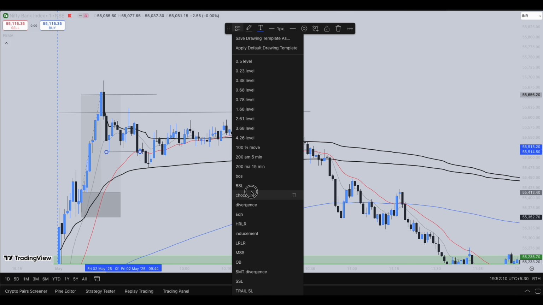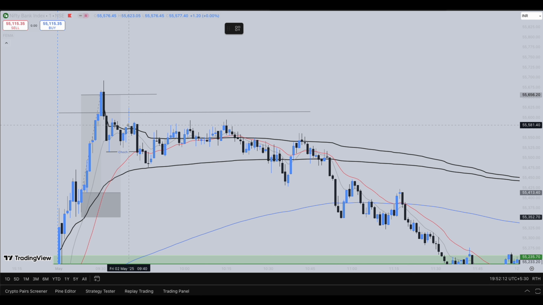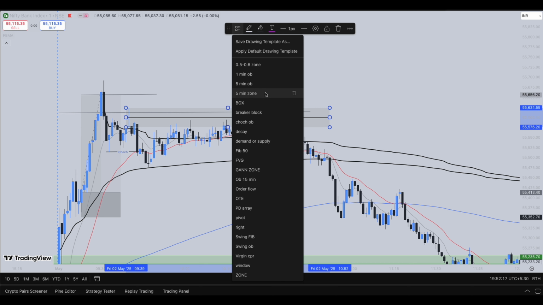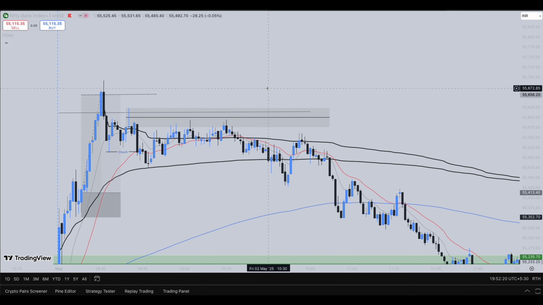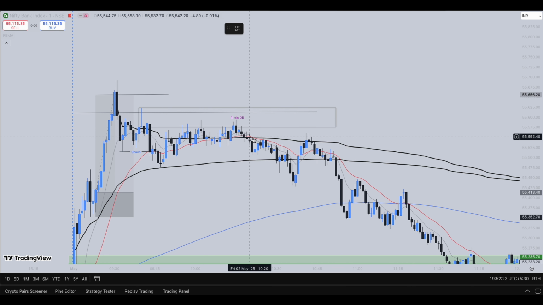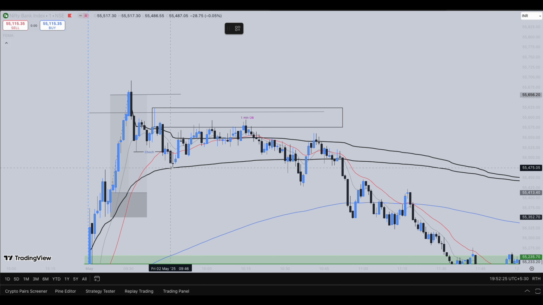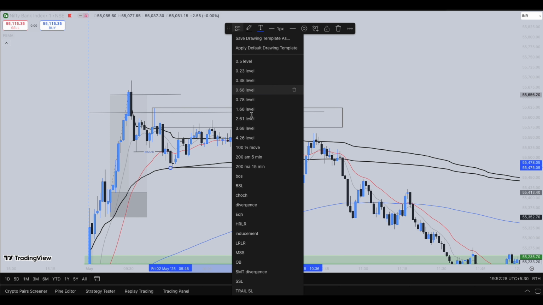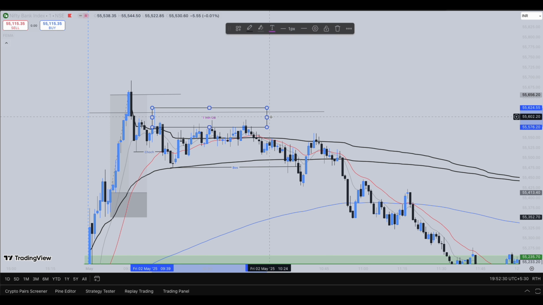You can consider this to be a CHoCH formation. And what you could have plotted is the last up candle before it broke structure towards the downside. So you can consider this to be an order block level, a 1 minute order block level. So you can see the market mitigating. And here the market clearly showed some kind of bearish momentum. Guys, here you can see a clear break of structure.